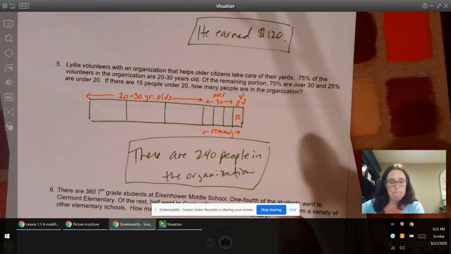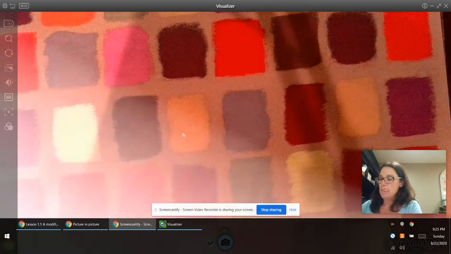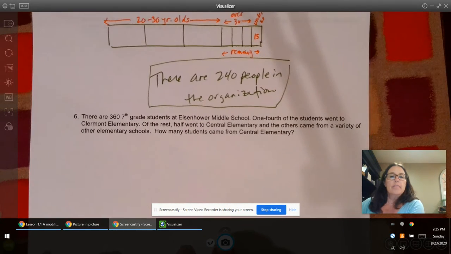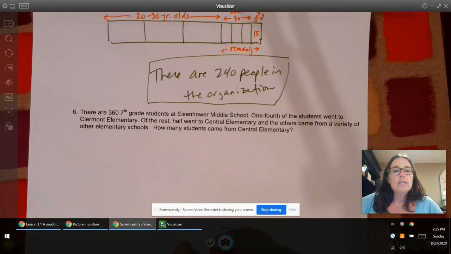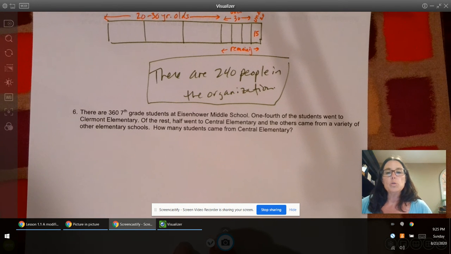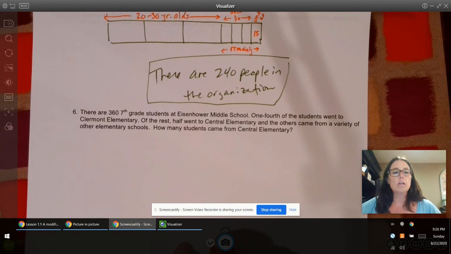Okay, here we go. There are 360 7th grade students at Eisenhower Middle School. 1/4 of the students went to Claremont Elementary. Of the rest, half went to Central Elementary and the others came from a variety of other elementary schools. How many students came from Central Elementary? Again, confusing. I don't have an answer off the top of my head. I need to make a bar model.